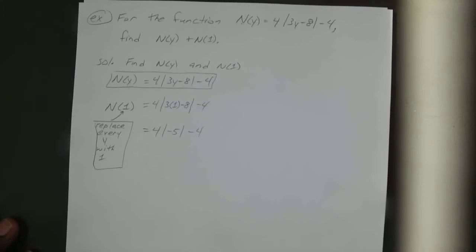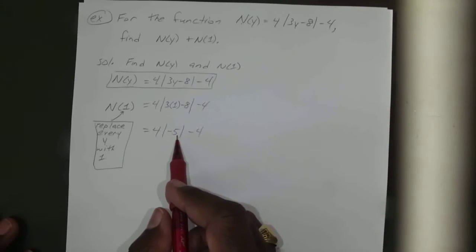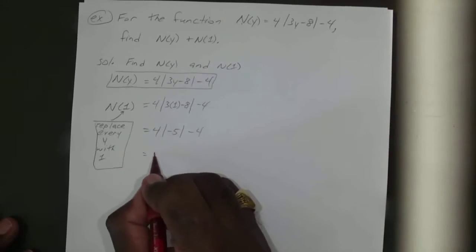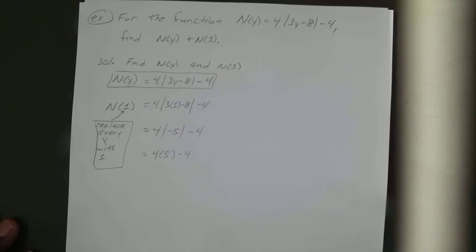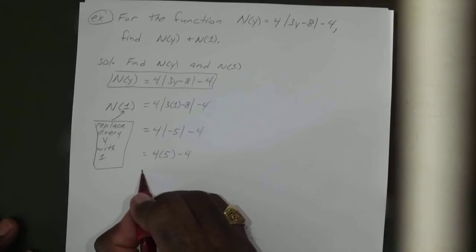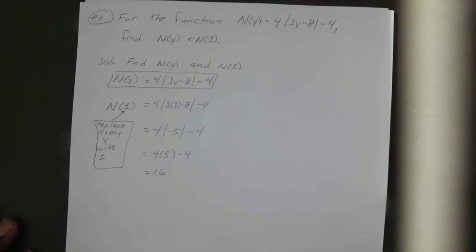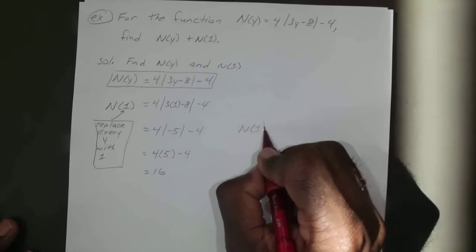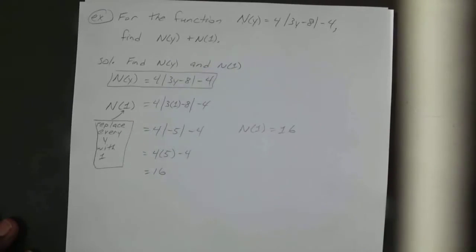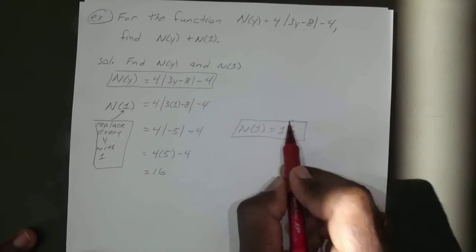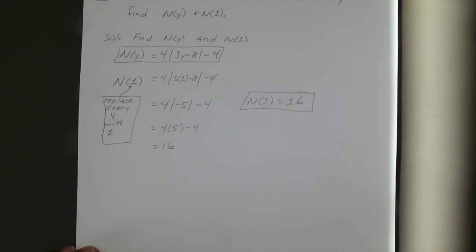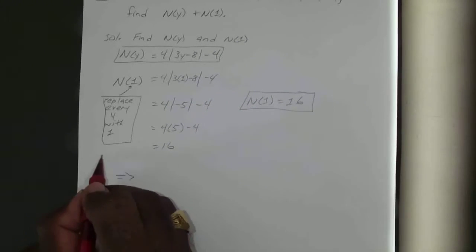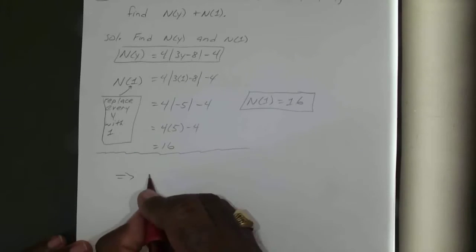Okay, so we know the absolute value of any number is going to be positive. So the absolute value of negative 5 is positive 5. So 4 times 5 minus 4. So you have 20 minus 4, which is 16. Okay, so we know that n of 1 equals 16. Okay, so now we just add those two together.